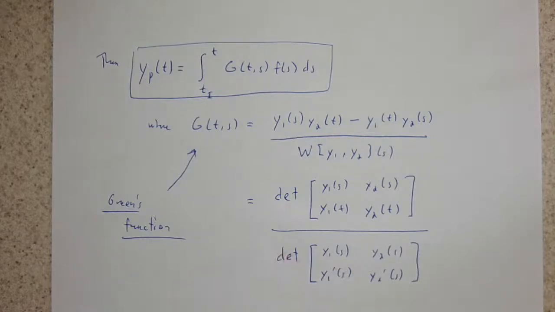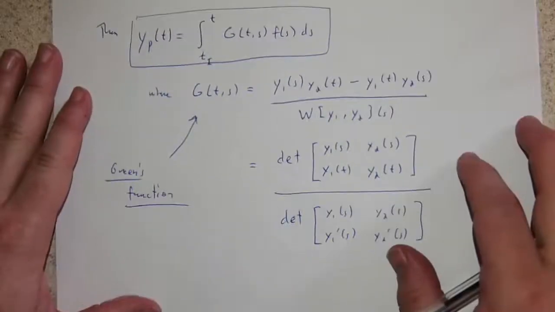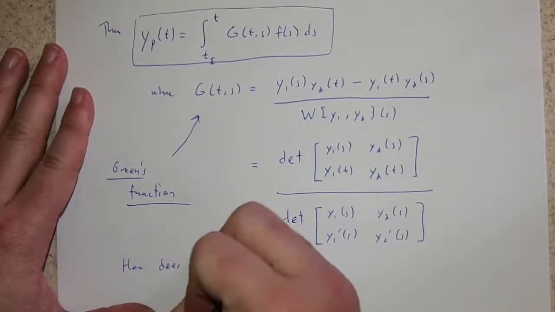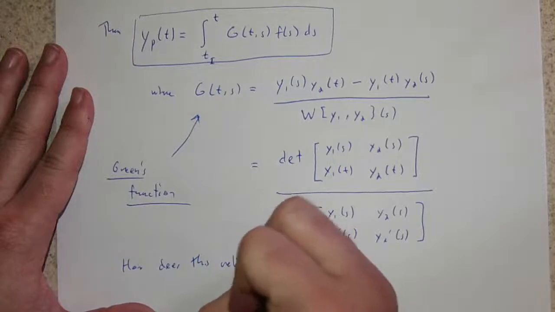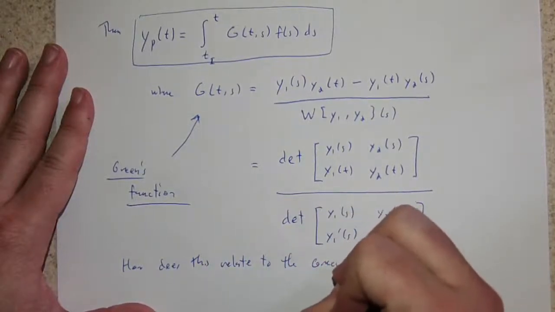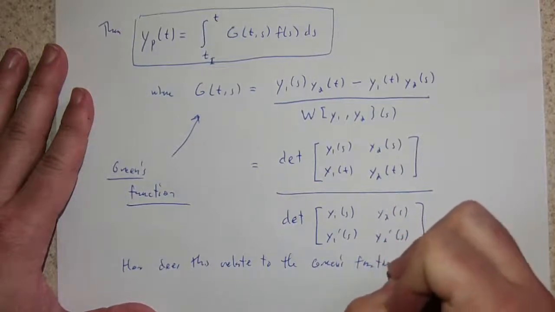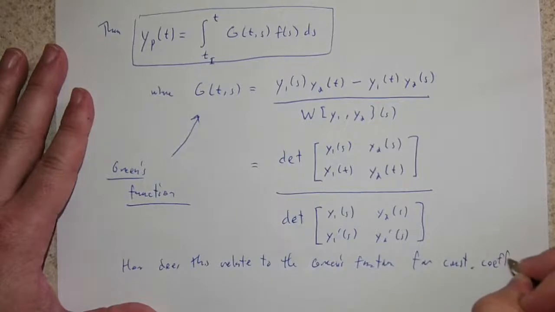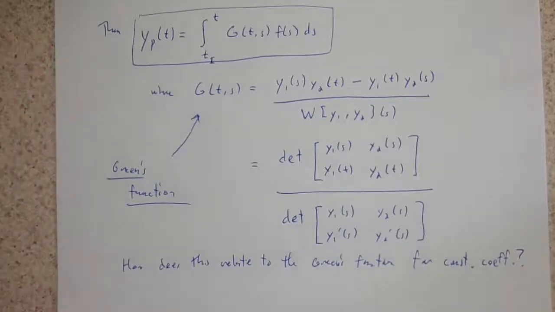Now, a quick question is, how does this relate to the previous Green's function thing? How does this relate to the Green's function for constant coefficients? Now we know that variable coefficients contain constant coefficients as a subcase, because you could just pick those functions to instead be constants, right?